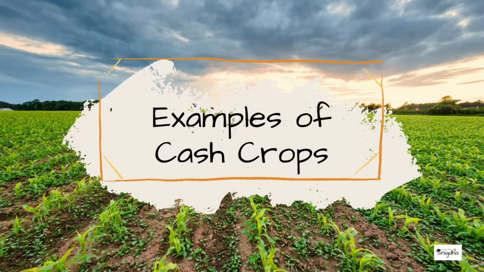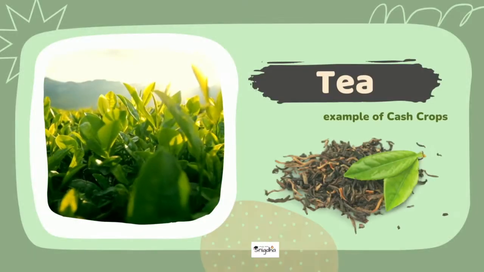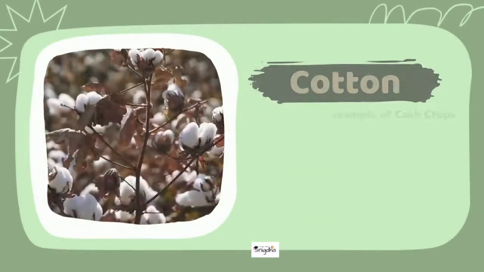Well-known cash crops include coffee, tea, cocoa, cotton, and sugarcane.